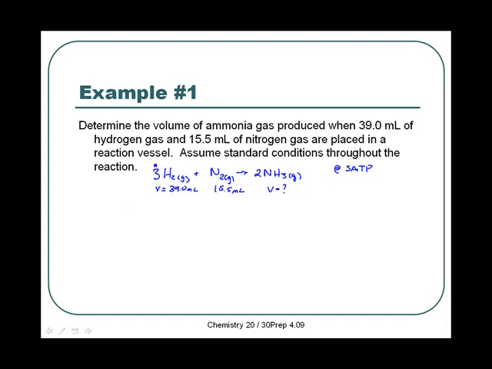Normally what we do is we find the number of moles of each reactant, and then we'd use our mole ratio to find out which one produces less.